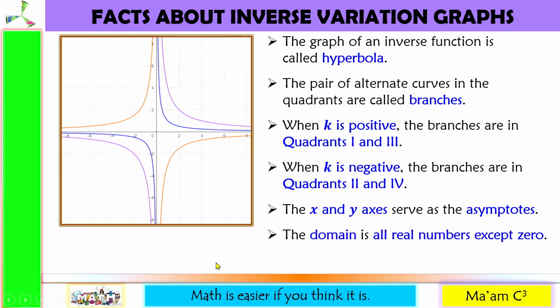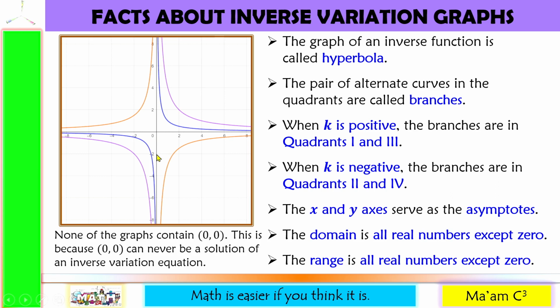Now, how about the range? The graph will also extend indefinitely going up and going down, but again, it will not pass through the origin. Therefore, the range of inverse variation is the set of all real numbers except 0. And as mentioned, the graph will not pass through 0, 0. This is because 0, 0 can never be a solution of an inverse variation equation.